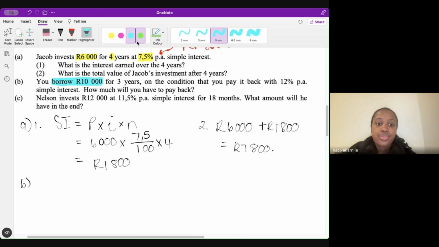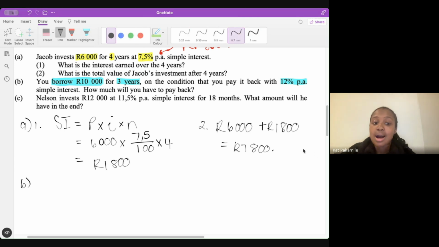Okay, for 3 years on the condition that you pay it back with 12% per annum simple interest. How much do you pay back? Is this a SI calculation or an A calculation? It's an A calculation because they are asking you how much you will have to pay back. You need to pay back firstly that 10,000 you borrowed plus the interest.